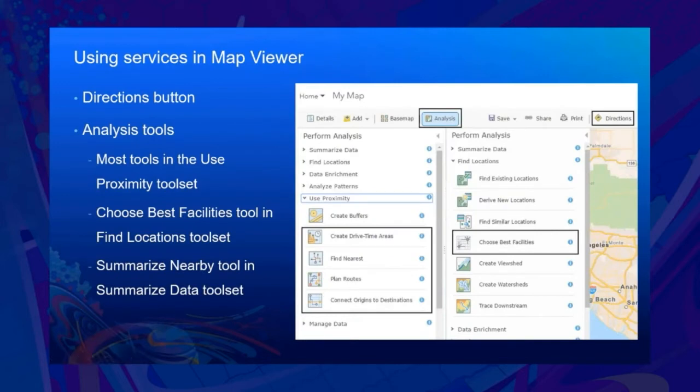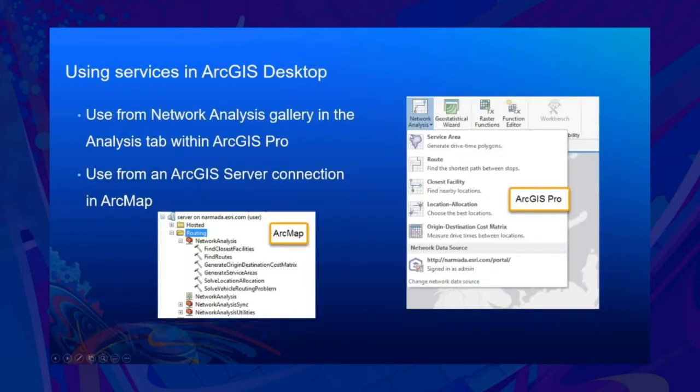Now, once you have published the routing services, you can use them from many different applications like the Map Viewer, which is available with your enterprise portal. Within Map Viewer, you can use these routing services from the directions button or from many of the analysis tools such as those within the Use Proximity category. You can also use the routing services from ArcGIS desktop applications. If you are using ArcMap, you can make a GIS server connection and access these services as geoprocessing tools. If you are using ArcGIS Pro, you can go to the network analysis gallery, set your network data source to your enterprise portal, and perform network analysis.